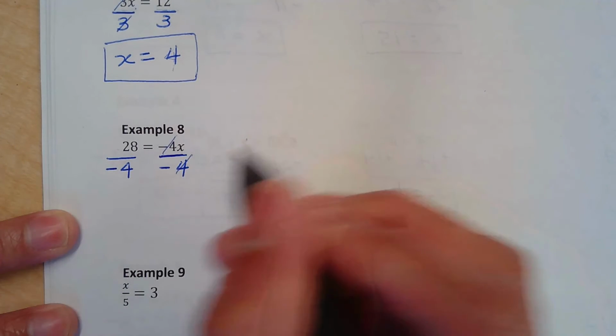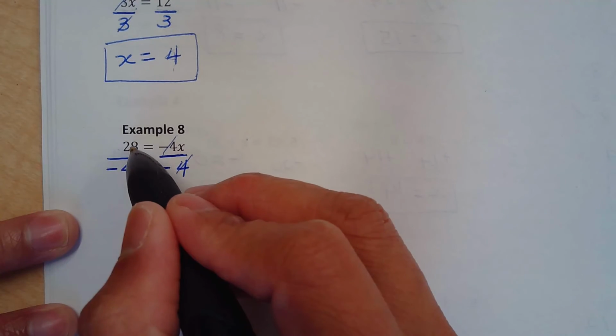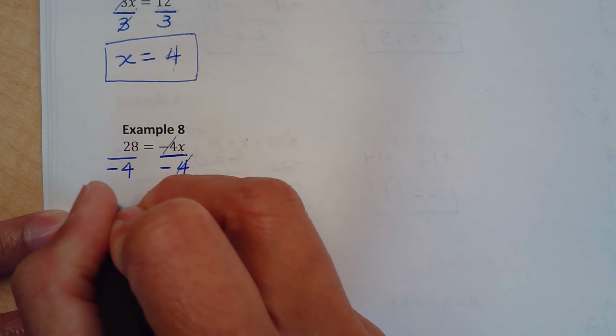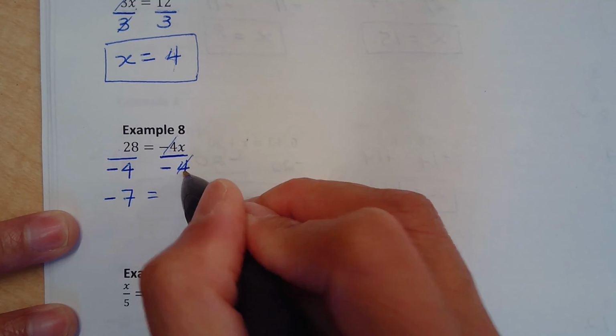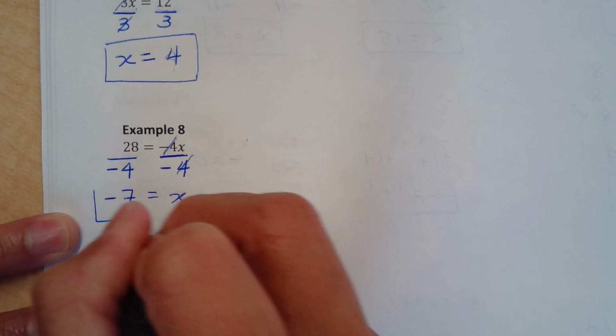Opposite operation. So this cancels. What's on the left side? 28 divided by negative 4 is negative 7. And negative 4 divided by negative 4, they cancel each other out. So we're left with x. So negative 7 equals x.